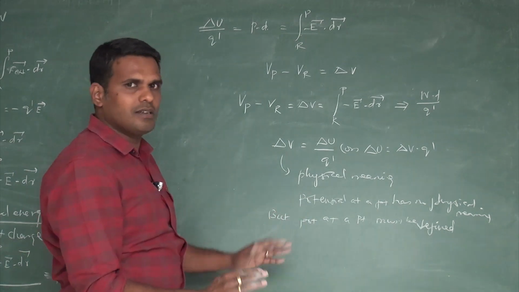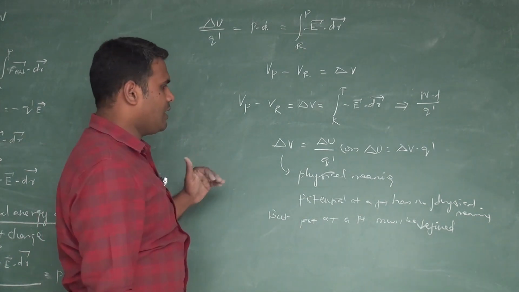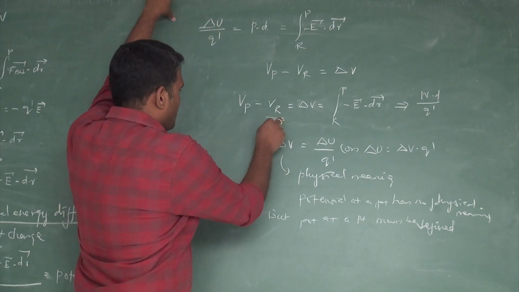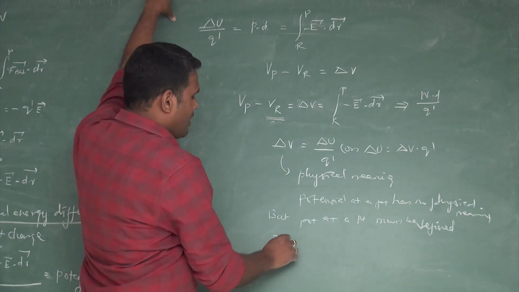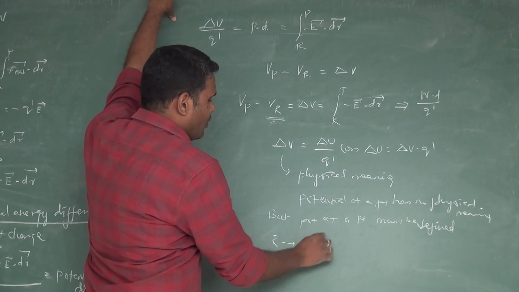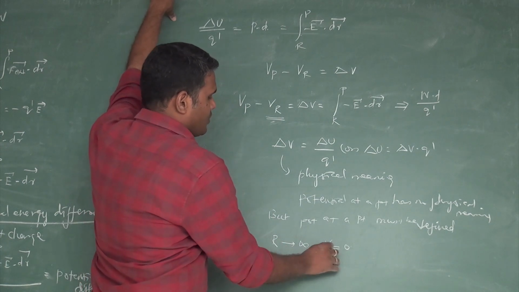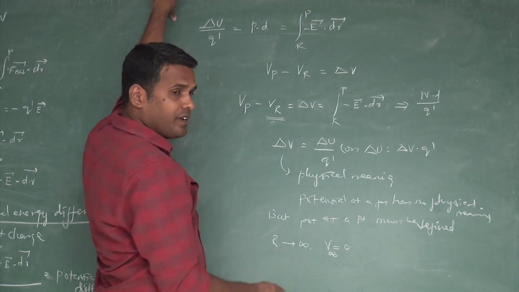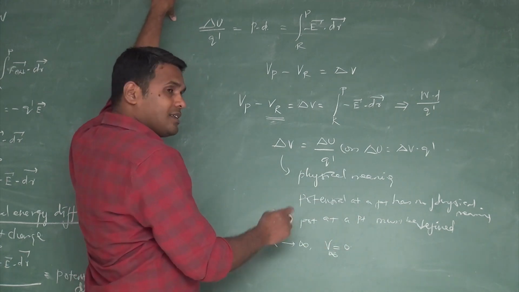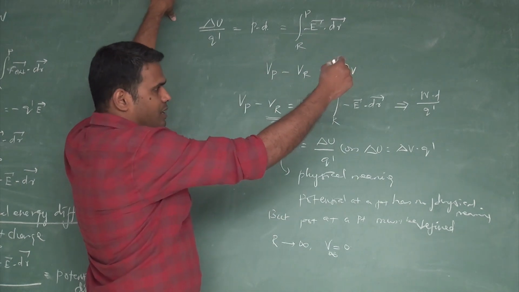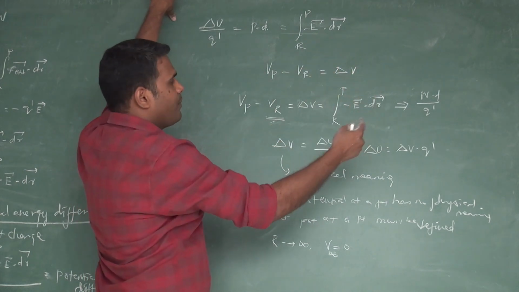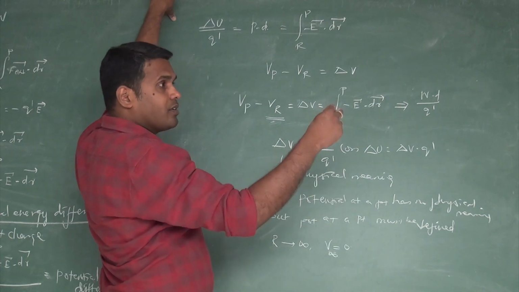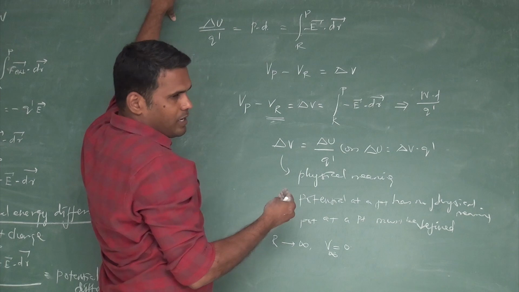How will you define it? It's very simple. In order to define potential at a point, we can take the point R at infinity, where the potential is 0. V at infinity is 0. Potential at infinity is 0. So when you consider the distant point as infinity, the potential at that point is 0. So from a reference point at 0, you are moving a unit positive charge.